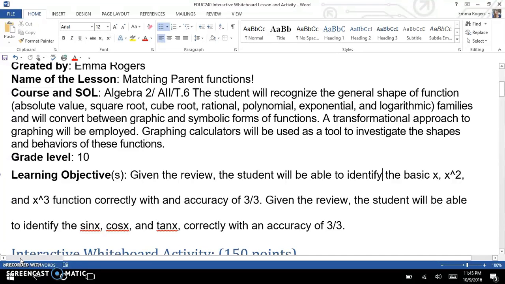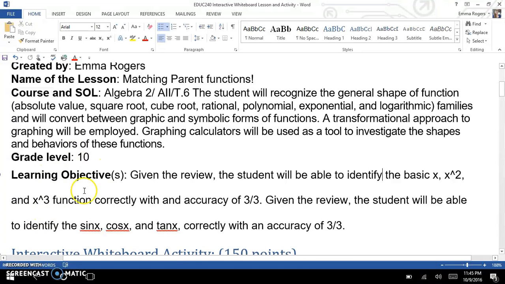Today they're going to be doing a review of matching parent functions. The SOL is that the student will be able to recognize the general shape of function families and will be able to convert graphic and symbolic forms of functions. A transformational approach to graphing will be employed. Graphing calculators will be used as a tool to investigate the shapes and behaviors of the functions.